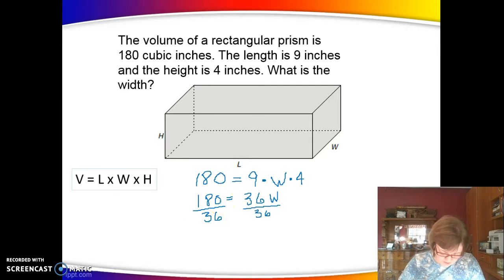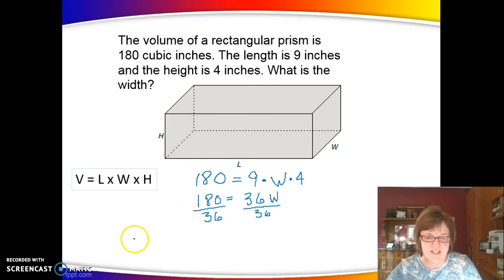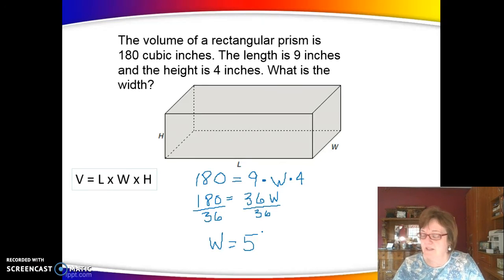On my calculator, since I had 180 already there, divide by 36. All right, 180 divided by 36 is 5. So W in this case equals 5. Simple. Just a little extra step. You've got to do a little division here, but not a big deal.